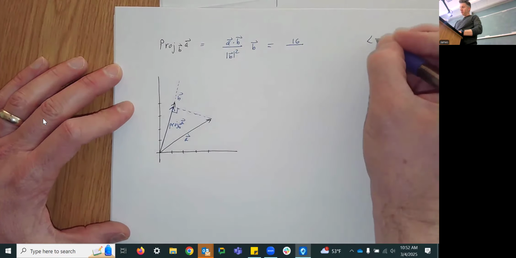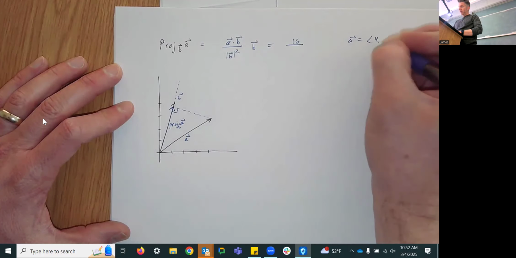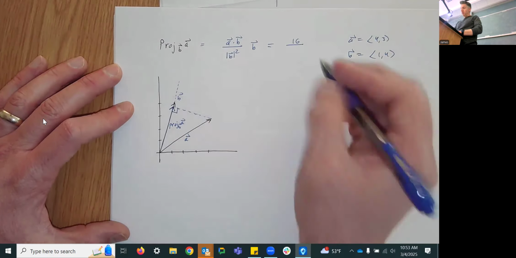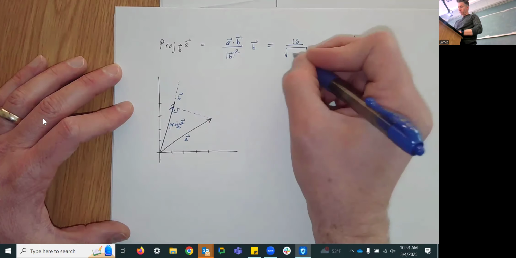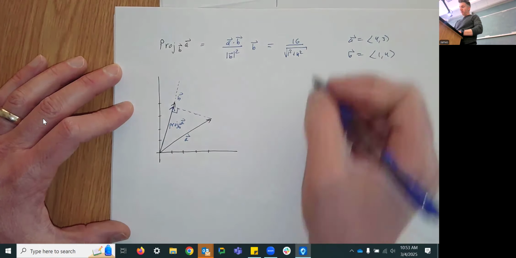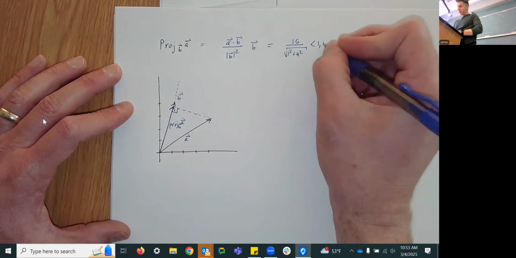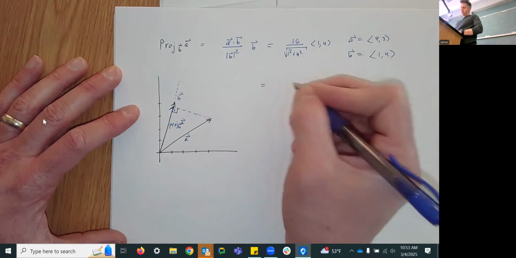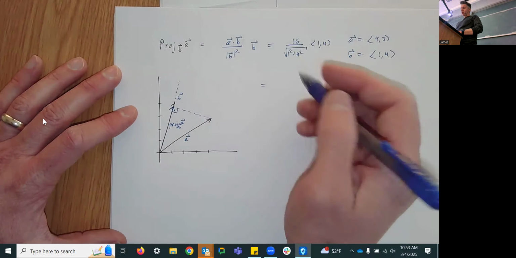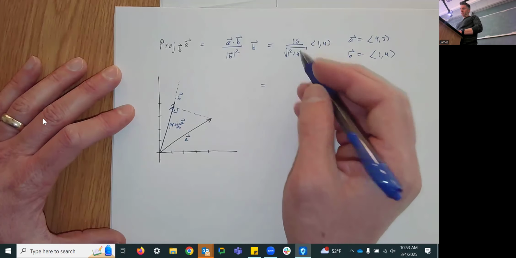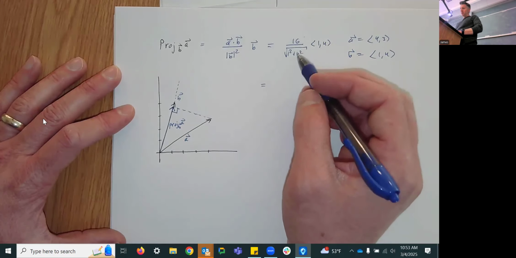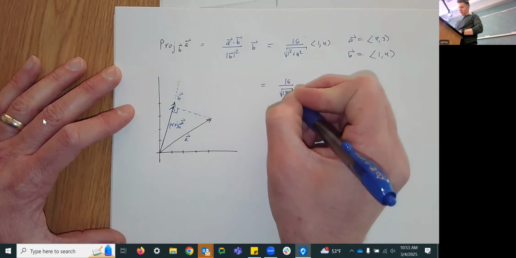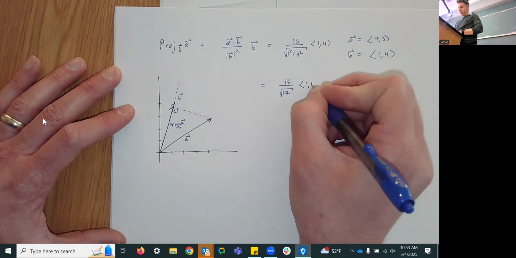Let me write down my vectors here just so everybody remembers them. A is the vector 4, 3. B is the vector 1, 4. And then my magnitude of B is the square root of 1 squared plus 4 squared. And then we're multiplying by the vector B, which is 1, 4. So it looks like it's going to be just slightly smaller than the vector B. Yeah, slightly smaller. I feel like I'm making a mistake somewhere here, but that's okay. So I have 16 divided by the square root of 17 times the vector 1, 4.